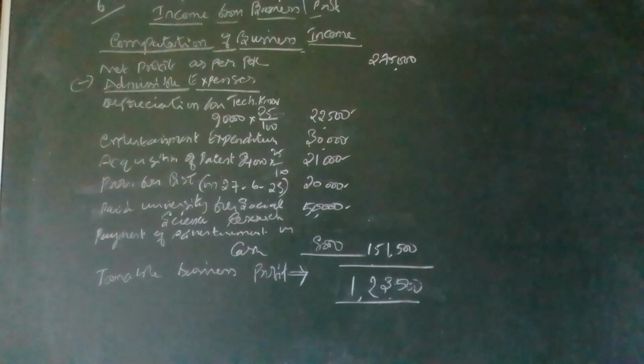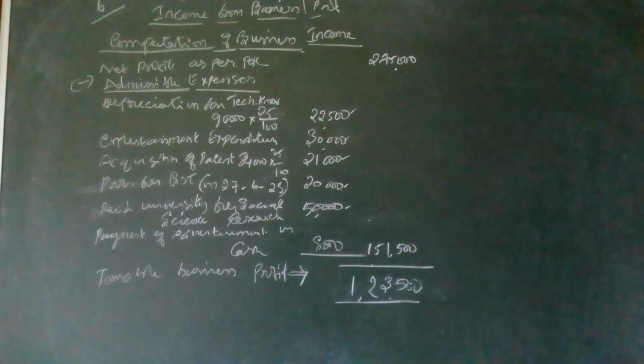On that you deducted some admissible expenses. The balance is 1,23,500 as business profit. In that manner you will have to calculate the amount. This is qualified for 5 marks. Section B. Mind it carefully.